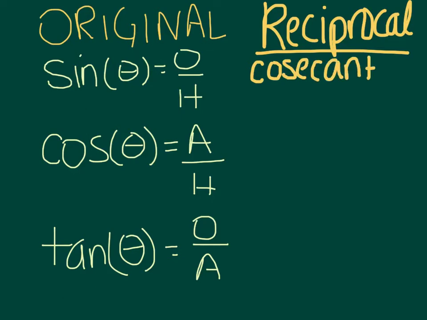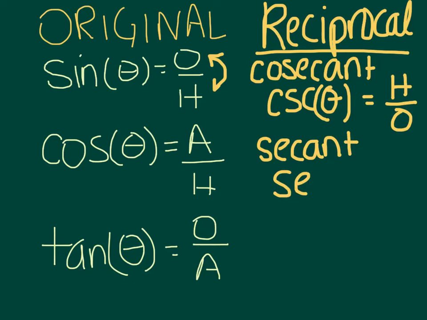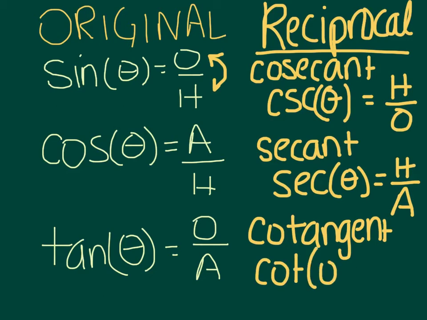Cosecant, and that's abbreviated CSC of theta, and that's going to be the hypotenuse over the opposite. Notice I just flipped this fraction. The reciprocal of cosine is called secant, and that's abbreviated SEC of theta. Well, that's going to be the hypotenuse over the adjacent. And the reciprocal of tangent is cotangent. So that's abbreviated COT of theta, and that's going to equal the adjacent over the opposite.